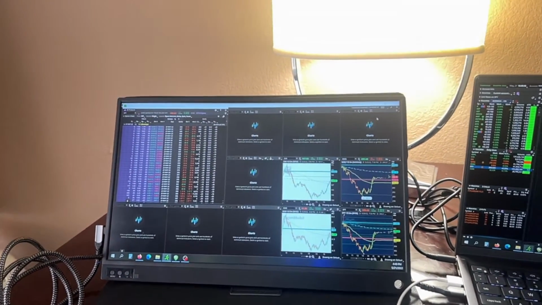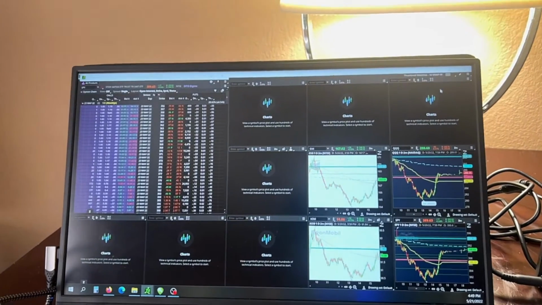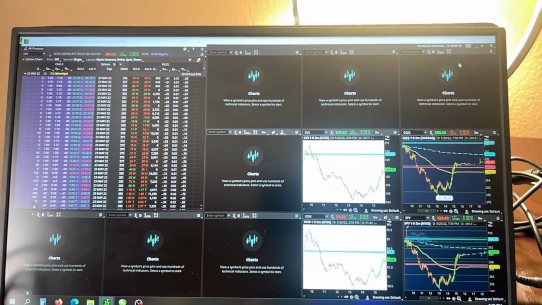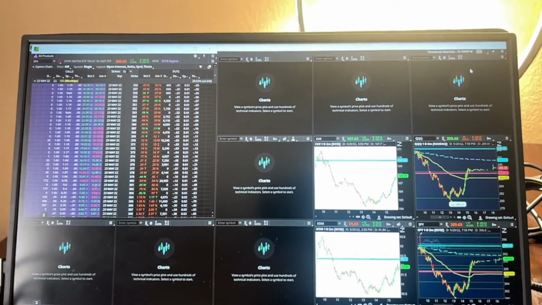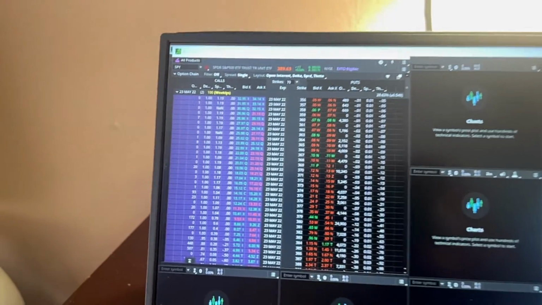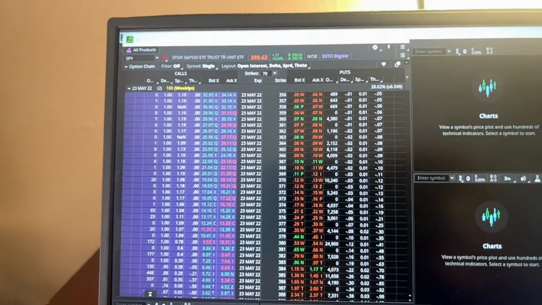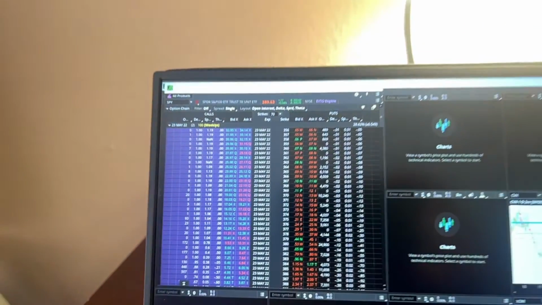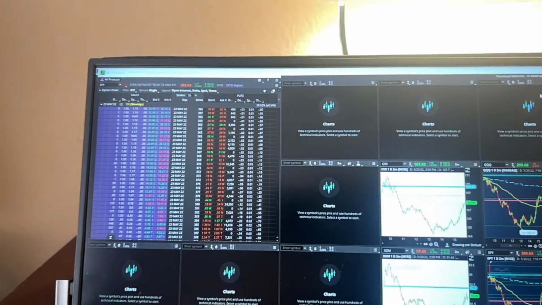To the left, I have a portable 15-inch monitor, same size as my laptop screen. On that monitor, it has the options chain, so for me to pick either calls or puts. It's got me in trouble on one of my trades Friday.